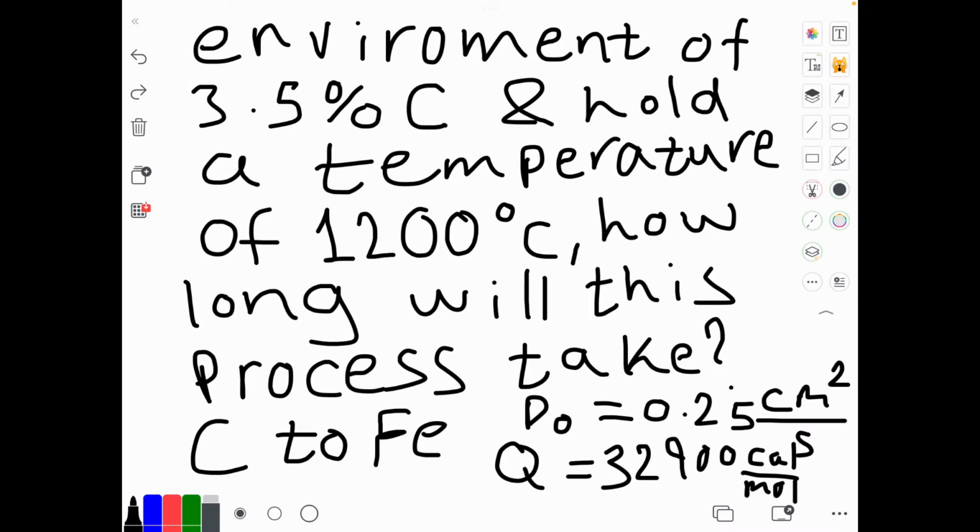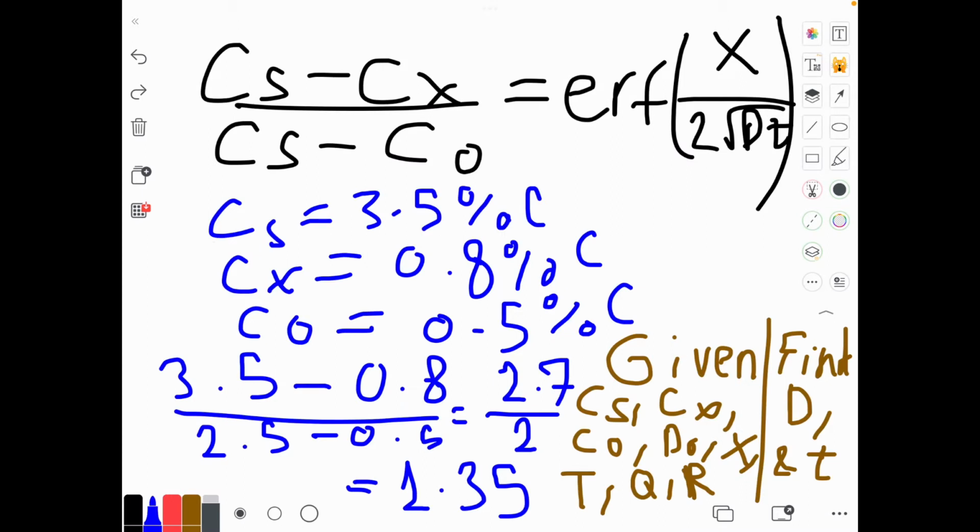Carbon to iron, D naught, or the coefficient of diffusion of this process, is 0.25 centimeters squared over second, and our activation energy, or Q, equals 32,900 calories per mole.